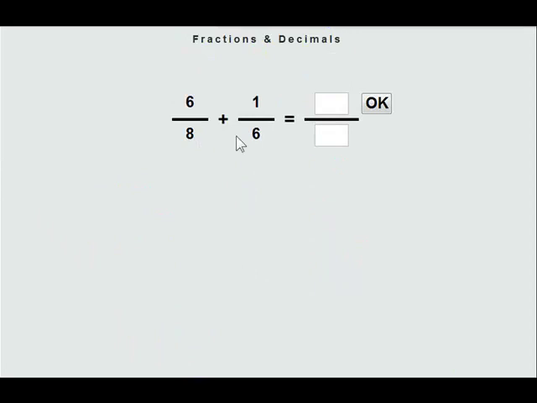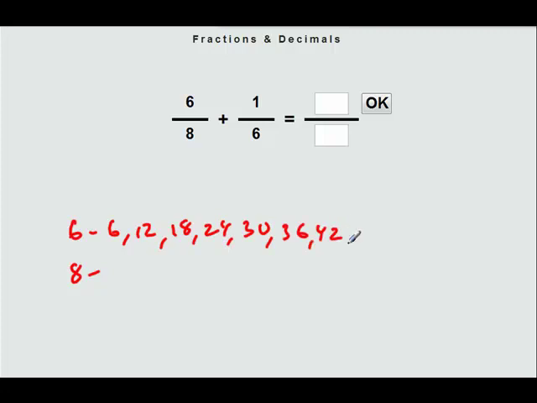This time we're going to add fractions with unlike denominators. Well, we can put them on the ladder, but let me show you another way, and remind you of another way of finding the LCM by skip counting. So we have 6 and we have 8. We're going to skip count 6, 12, 18, 24, 30, 36, 42, and 48. We'll just stop there.